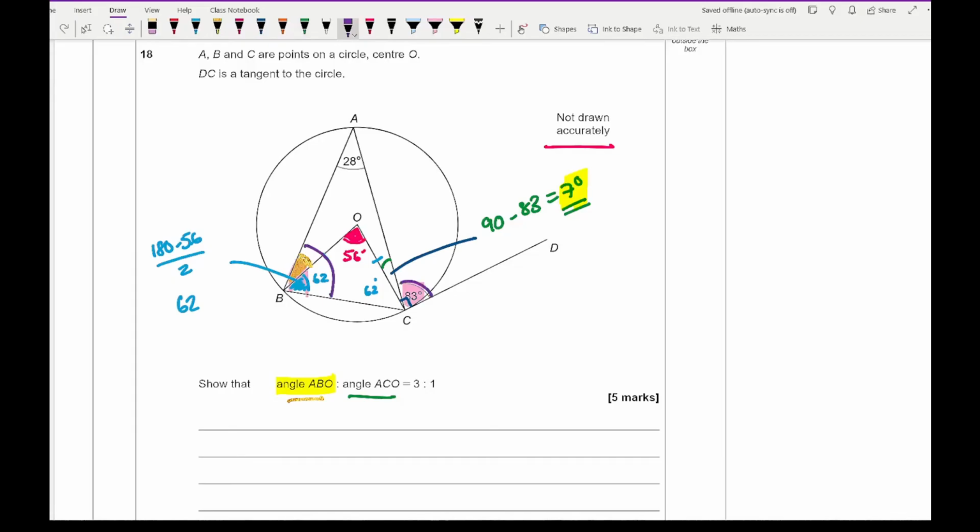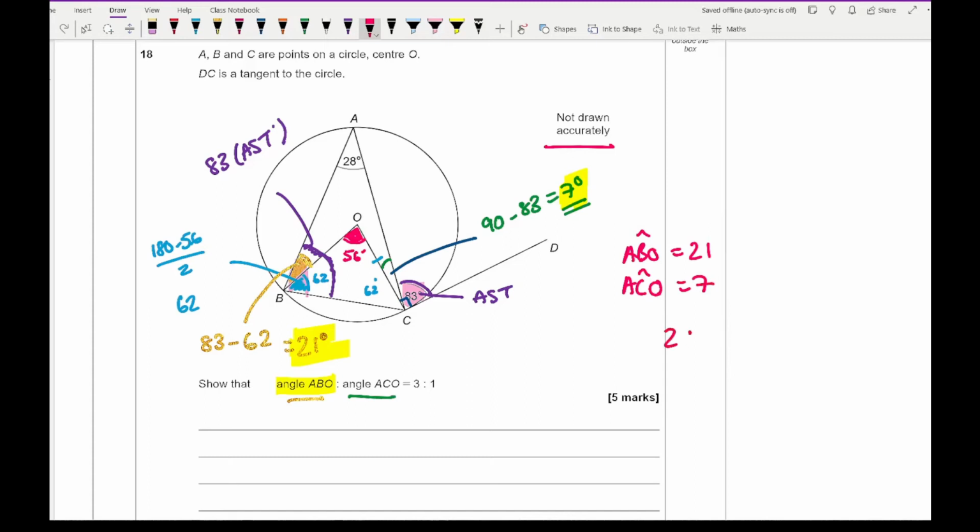So that and this, basically the alternate segment theorem, so this purple angle must be 83, and that's from the alternate segment theorem. So therefore, if that blue angle is 62, this yellow angle here is going to be 83 take away 62, which is 21. So we can see that angle ABO is 21, ACO is 7, and 21 to 7 can be simplified in the ratio of 3 to 1, and there is our final answer.